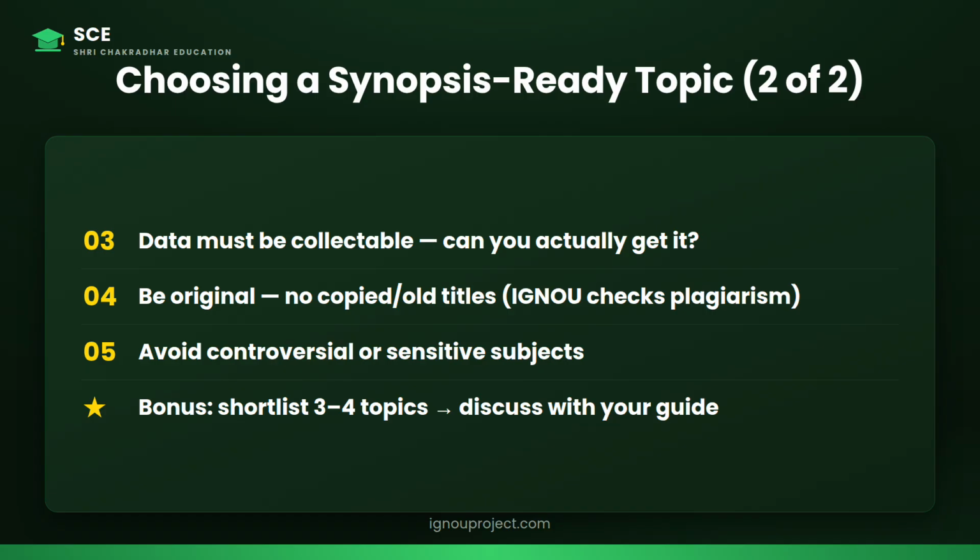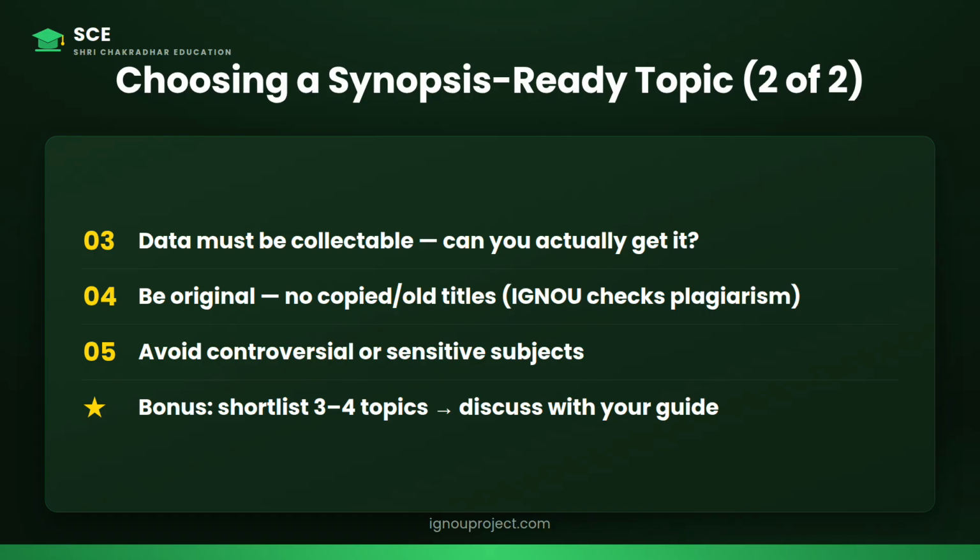Rule 4. Be original. IGNOU runs plagiarism checks and rejects copied or repeated topics, including old titles taken from the internet or from previous students. So never copy a ready-made title word for word. Take inspiration but frame your own topic in your own words, ideally tied to a company or location you can actually study. Originality protects you from rejection.